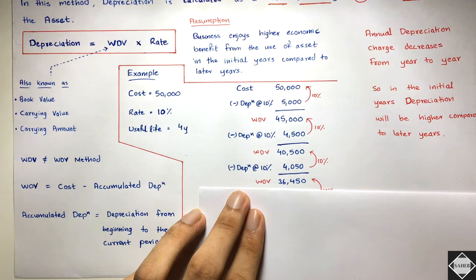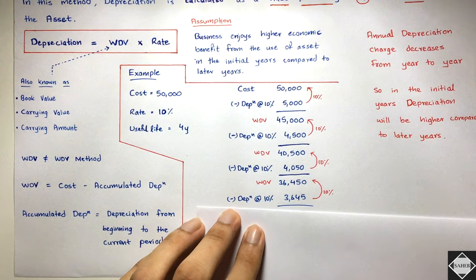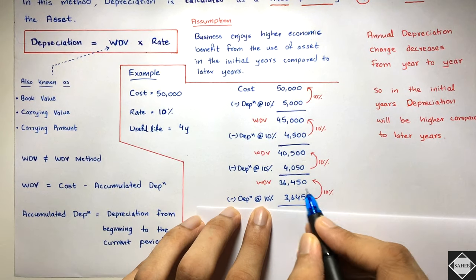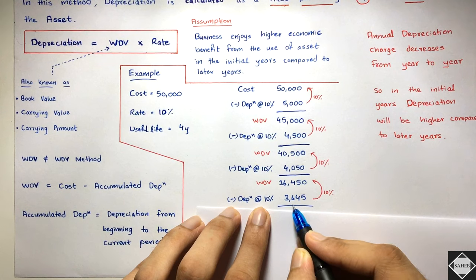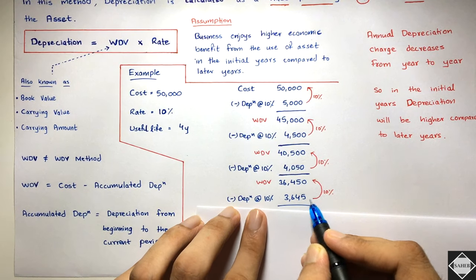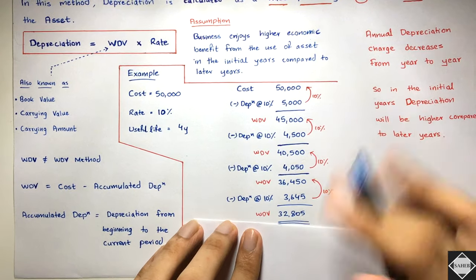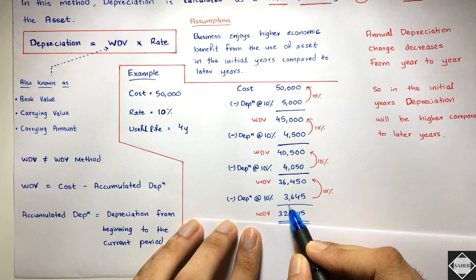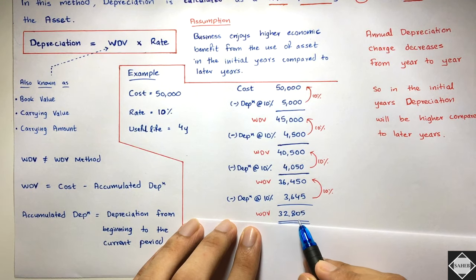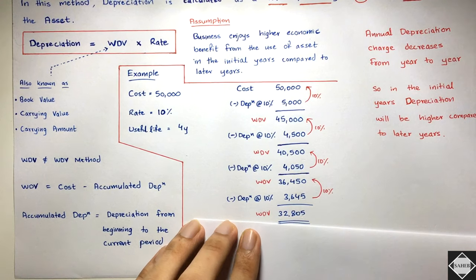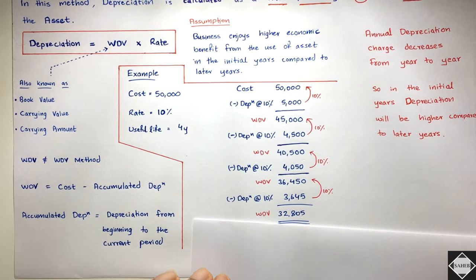Yeah, and then at the end of the fourth year, what will you do? You will calculate 10% on this WDV, on 36,450. So that's equal to 3,645 rupees. Yeah, so after deducting that, 36,450 minus 3,645, that's equal to 32,805, right? Isn't it? Yeah. So this is how you have to go about this.